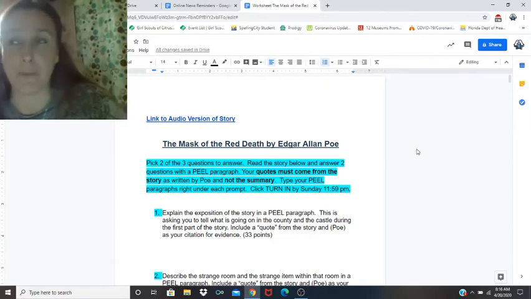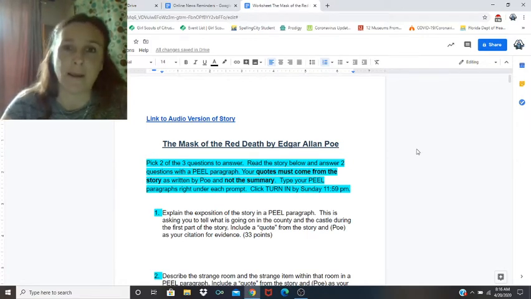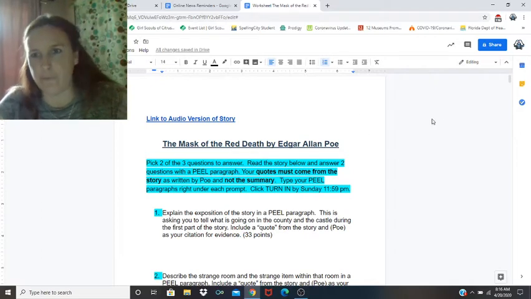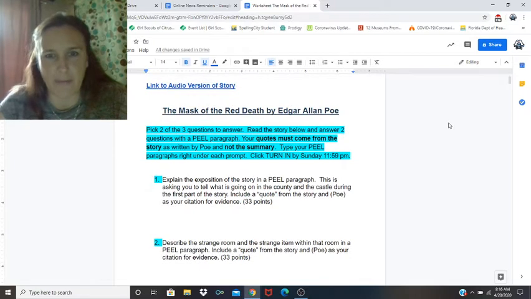Consumption, also known as tuberculosis, took the life of his birth mother, his adoptive mother, and his cousin and wife, Virginia Clemm. So here we have Poe's personification of the Red Death in our story, The Masque of the Red Death.